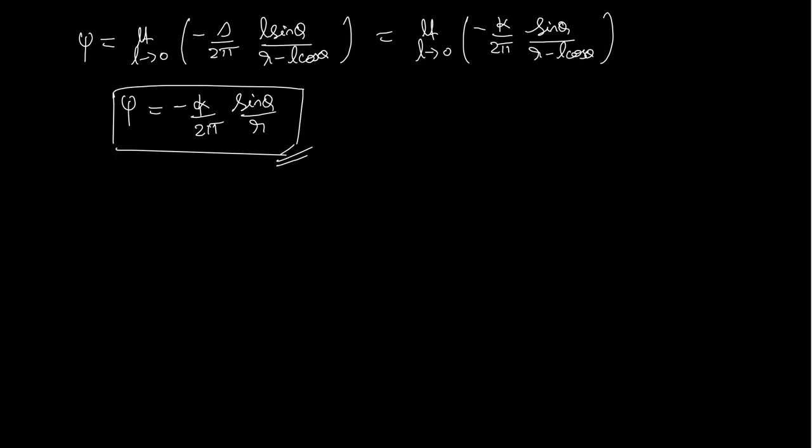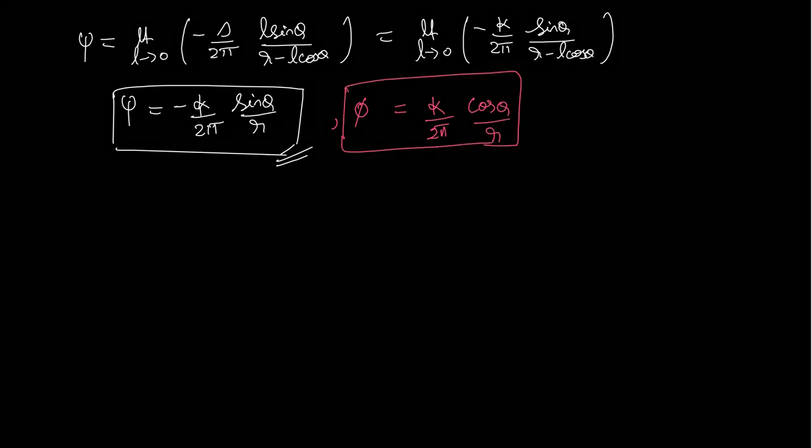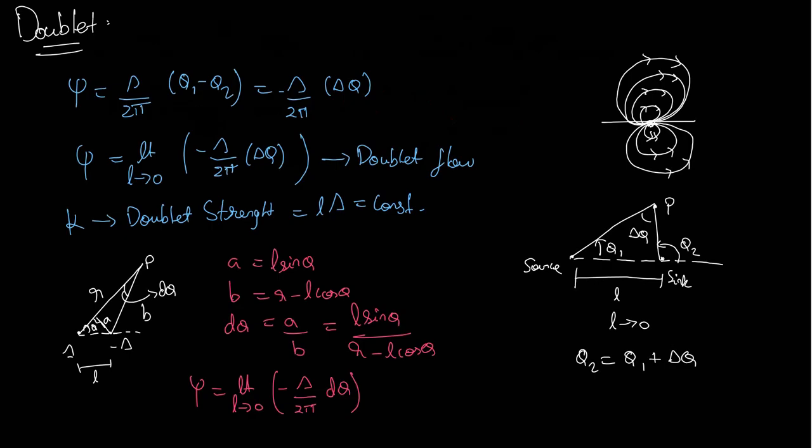And similarly, in a similar fashion, we can derive the velocity potential also for a doublet flow, which will turn out to be just like a complement. It is just kappa by 2 pi cos theta by R.